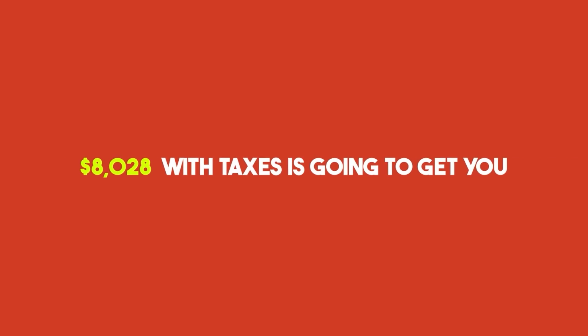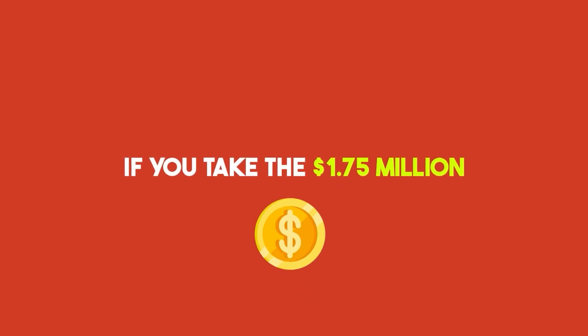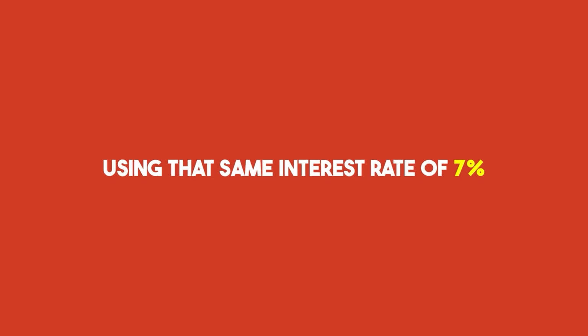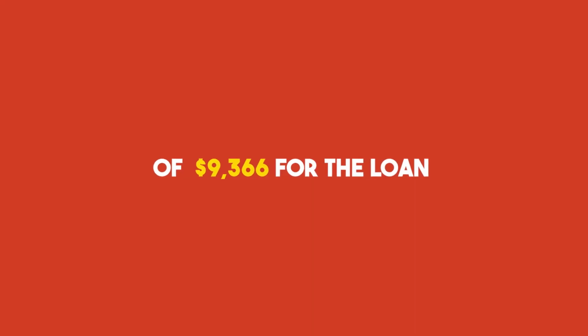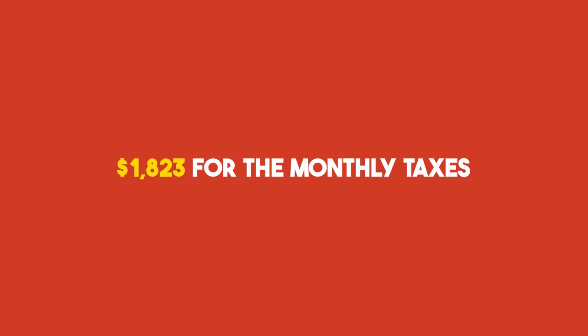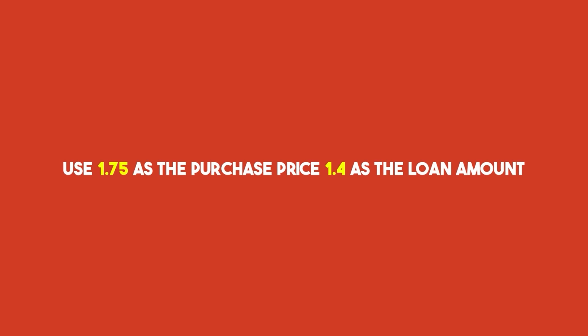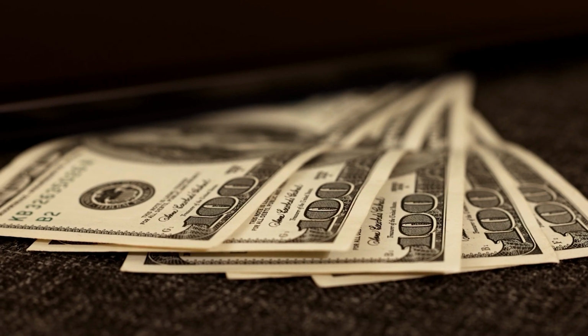$8,028 with taxes is going to give you a debt-to-income ratio of 33%. It's more affordable now than it was in 1981. If you take the $1.75 million and average it out, you're going to have a loan amount of $1,400,000. Using that same interest rate of 7%, you will have a monthly payment of $93.66 for the loan and $18.23 for the monthly taxes, for a total of, if you were to use 1.75 as the purchase price, 1.4 as a loan amount, you'd have a total of 32% debt to income ratio. If you use the taxes on the property, you'd have a total of 38% debt to income ratio.